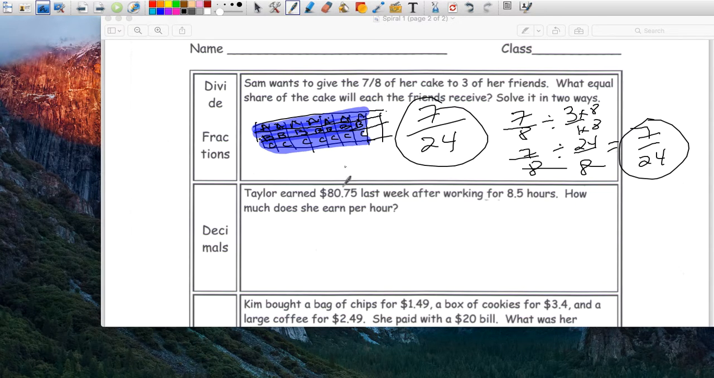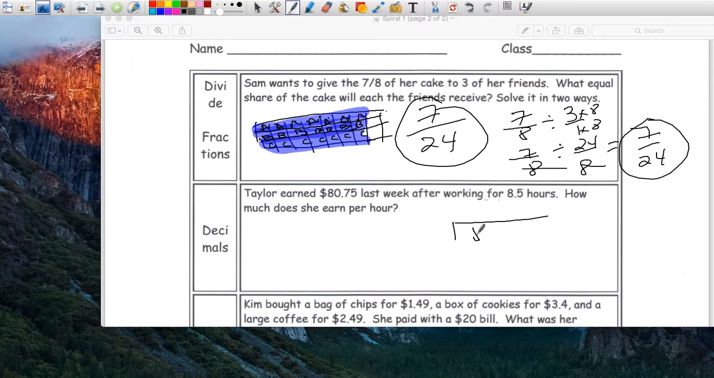Taylor earned $80.75 last week after working for 8.5 hours. How much does she earn per hour? Well, this is the total that she made, and this is the total number of hours that she worked. Let's find out how much she made in 1 hour.